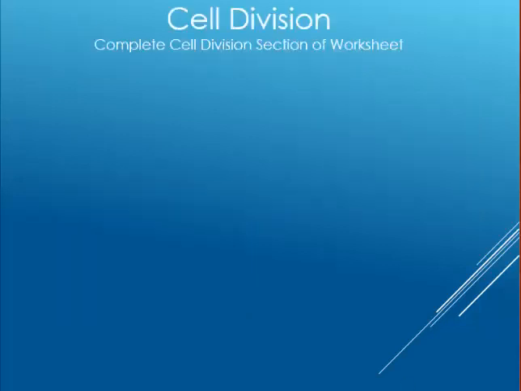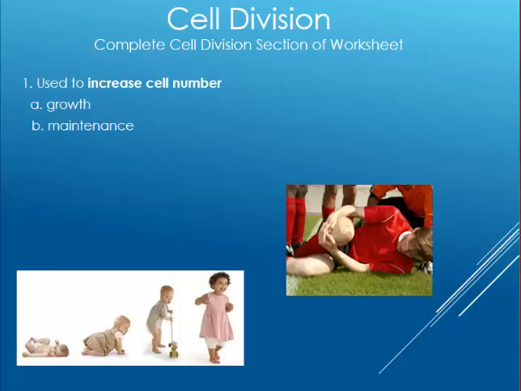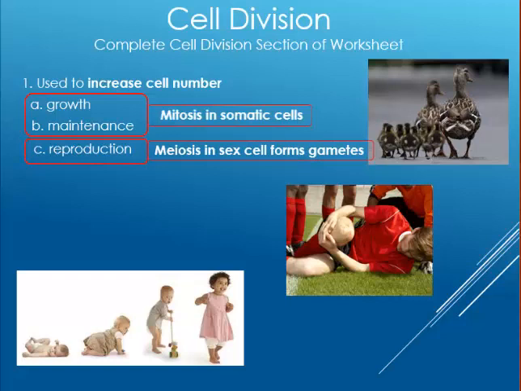Let's begin by reviewing some aspects of cell division. Organisms use the process of cell division to increase their number of cells. We would want to increase the number of cells for a couple of reasons. First, it could be for growth, as an organism is growing and developing. It can be used to maintain tissues and cells that are already in place, and cell division is also used in reproduction. The process of growth and maintenance are associated with a process known as mitosis and occurs in somatic cells. The process of reproduction is associated with a process known as meiosis, and this occurs in sex cells which form gametes that can be used in fertilization and sexual reproduction.